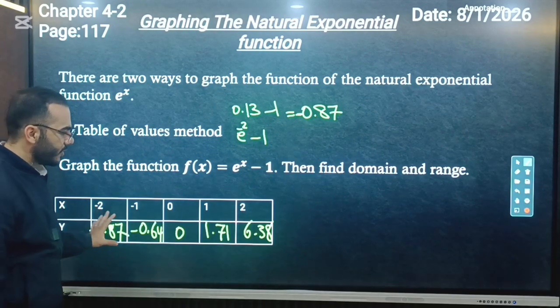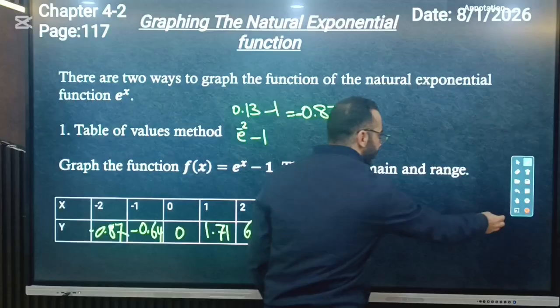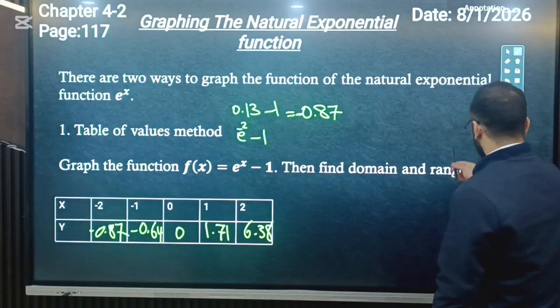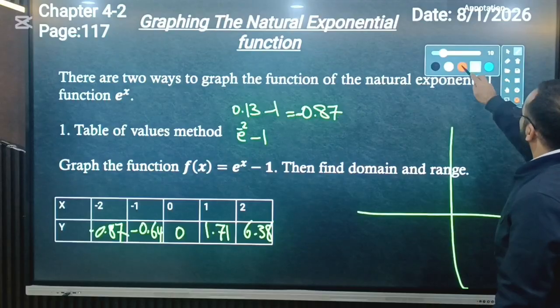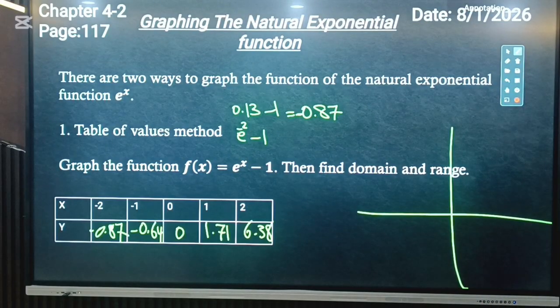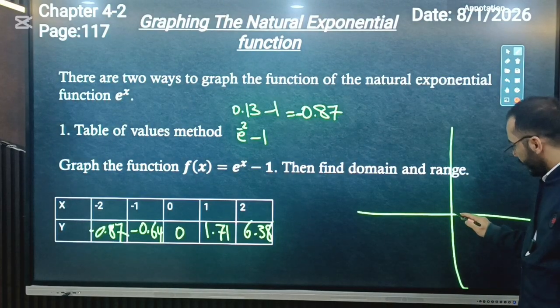Right now we are going to just plot these points on a coordinate plane. Imagine our coordinate plane is over here. Let's just imagine it. All right. 0 and 0. So 0, 0 is here.